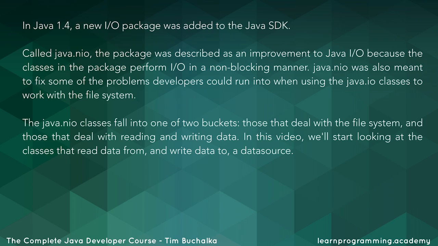The java.nio classes fall into one of two buckets: those that deal with the file system, and those that deal with reading and writing data. In this video we're going to start looking at the classes that read data from and write data to a data source.